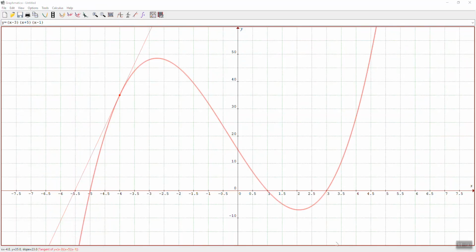Alright guys, we're back here again, and what I've done is I've graphed this cubic function on Graphmatica, and here at the point where x is equal to -4, I've got Graphmatica to draw in this dashed line here. This is a tangent line.